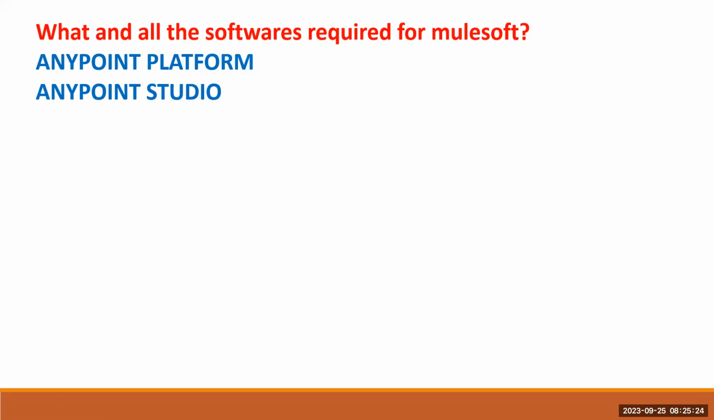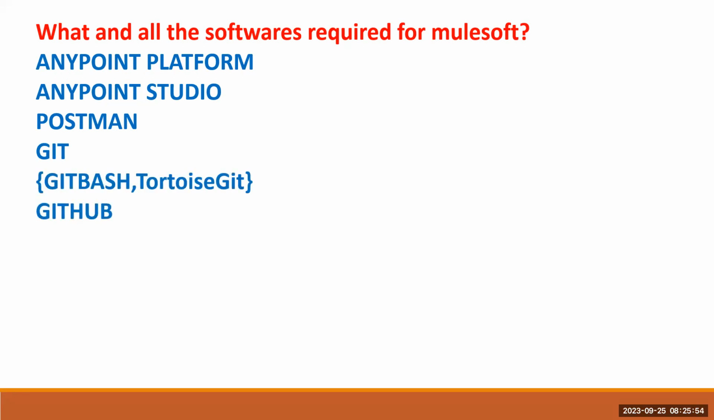Once development is done, we need to test it. For testing purposes, we are going to use the Postman tool. If you learn these three softwares, you can design any kind of API, develop any kind of API, and test those APIs. These three are very, very important. Apart from this, we need a few more softwares. That is called Git and GitHub.